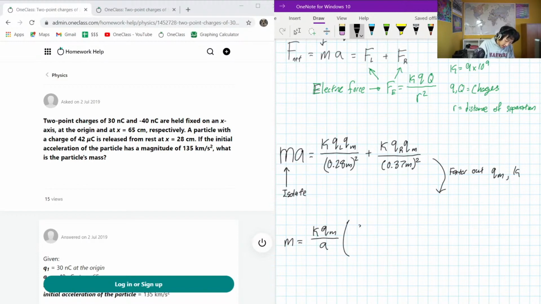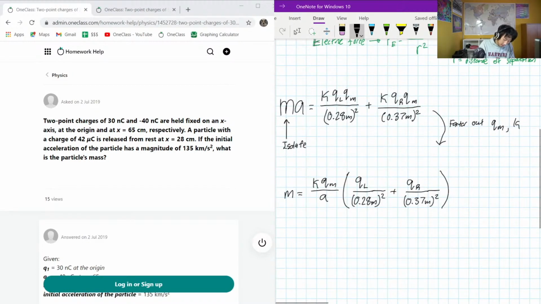And then here we're going to have QL over 0.28 meters squared plus QR over 0.37 meters squared. Okay, so subbing in the numbers, we get 9 times 10 to the 9. That's our K value. Our QM, so that's our middle charge. That's going to be 42 microcoulombs.